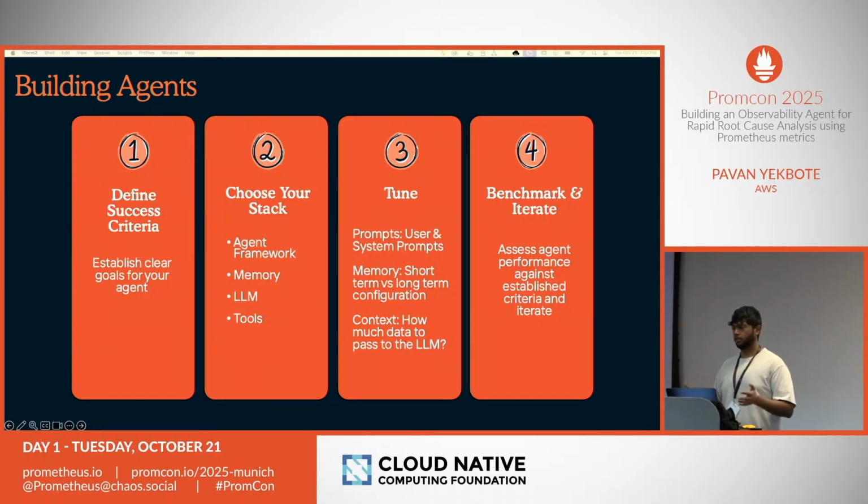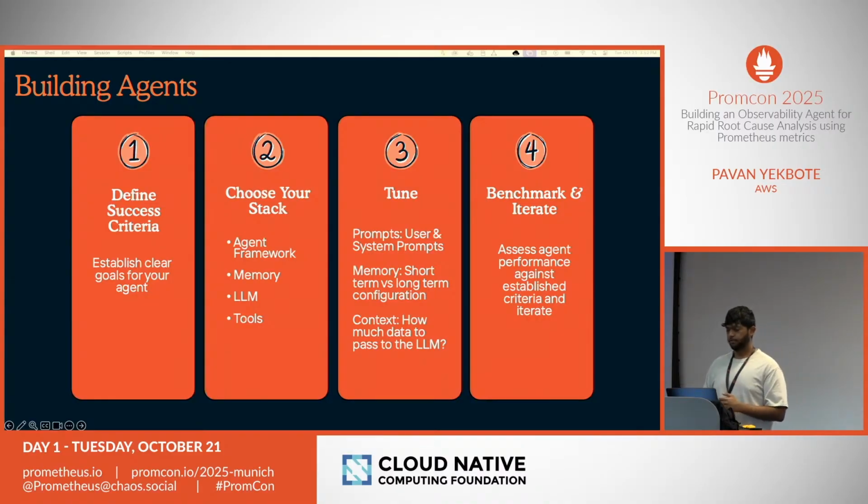Second thing, pick your stack. What agent framework are you going to use? You have OpenSearch, you have Strands, you have LangGraph. What memory component are you going to use? You have Mem0, you have, again, AgentCore runtime, right? Then what LLM are you going to pick? You have GPT, Claude, Gemini, Grok. Then when it comes to tools, are you going to build your own tools or are you going to leverage MCP? How many tools are you going to give access to your agent, right?